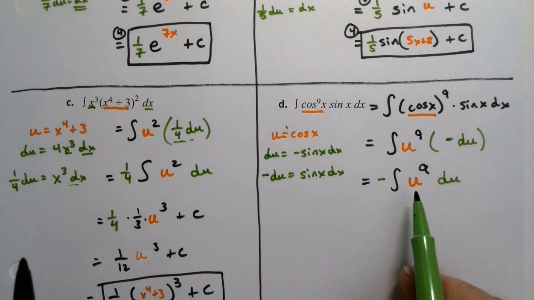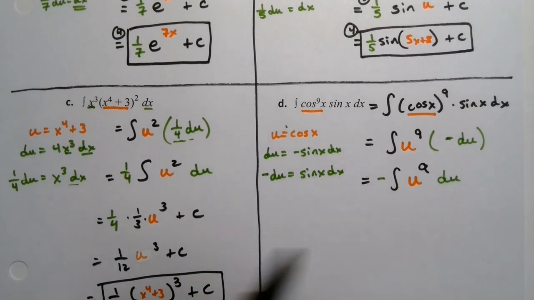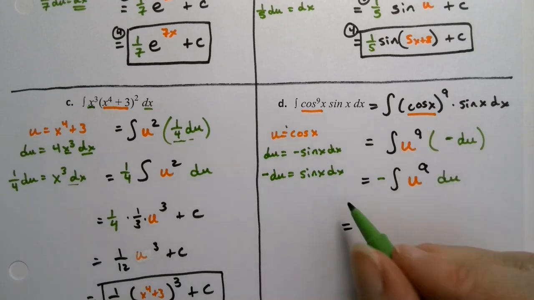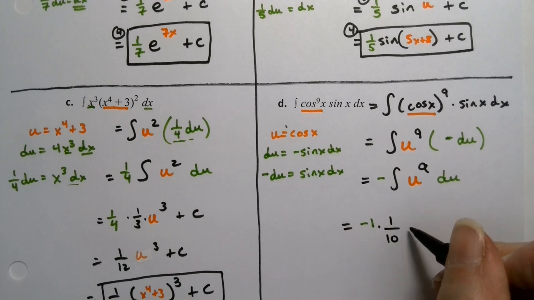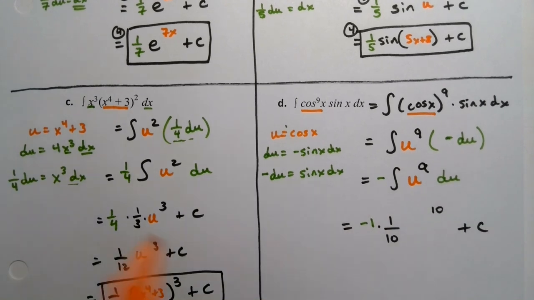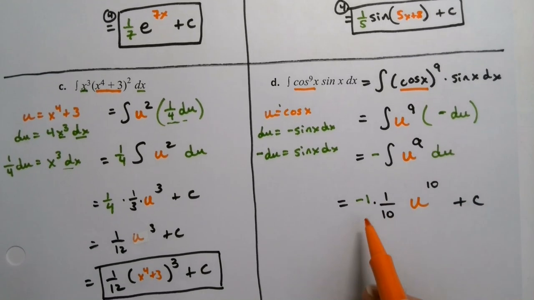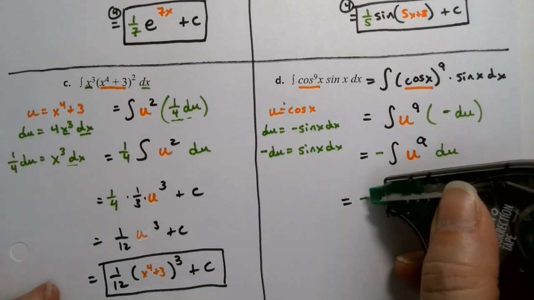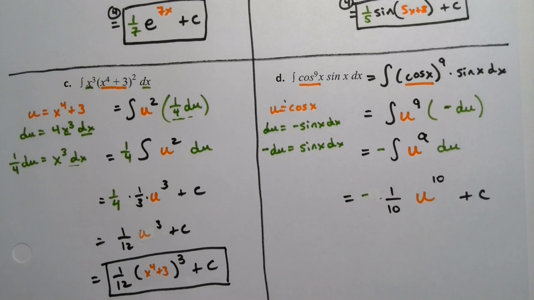But the integral of u to the 9th would be u to the 10th times 1/10. So this would be equal to -1 times 1/10, and then u to the 10 plus c. Because of course there's a negative sitting out in front. You could just leave it as negative if you don't want to think of it as a -1. It's not going to hurt anything, but it'll make it a -1 in a second.